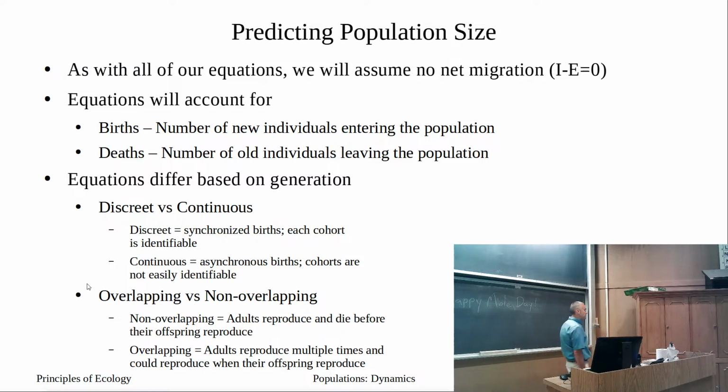Overlapping generations happen when our adults can reproduce multiple times. So it's possible that the very first time they reproduce, they have offspring, and then by the time those offspring reach reproductive maturity and start reproducing, the parents are still mating and producing offspring at that time. So these are overlapping generations. Humans, overlapping generations. It's hard for us to identify one generation from a second generation.